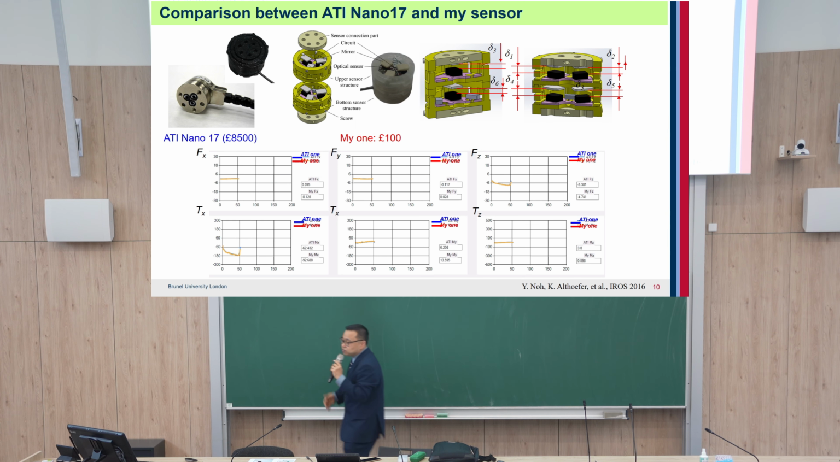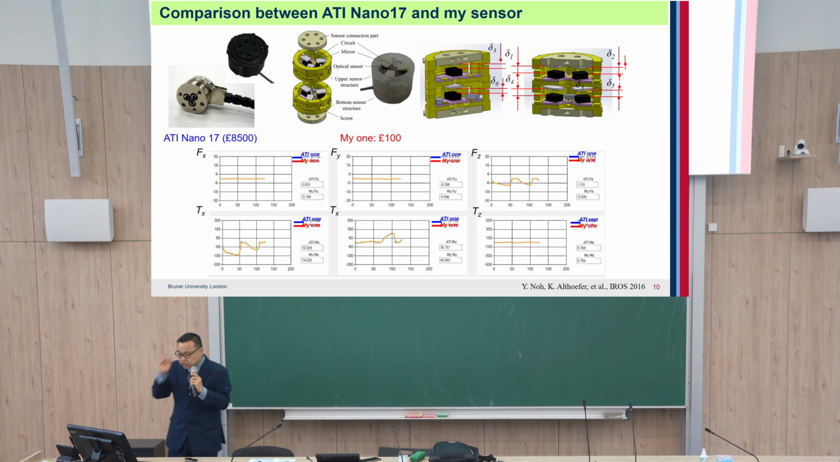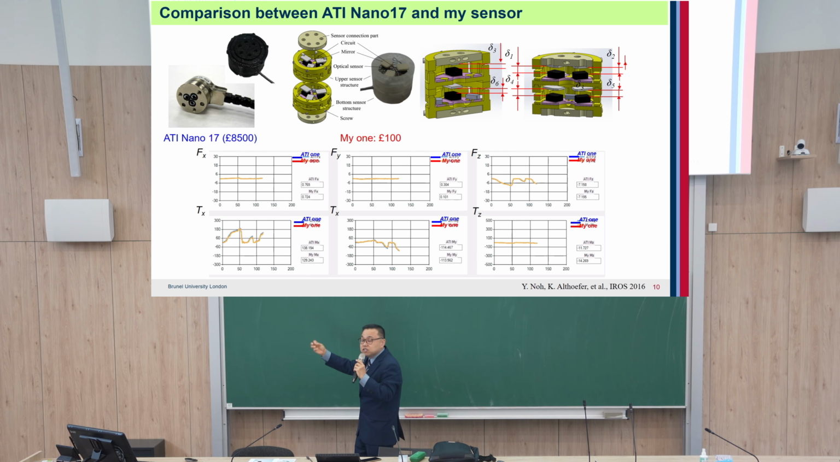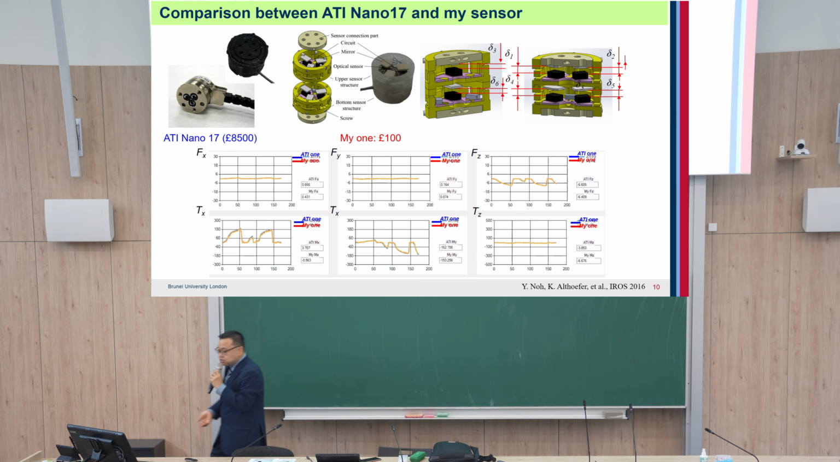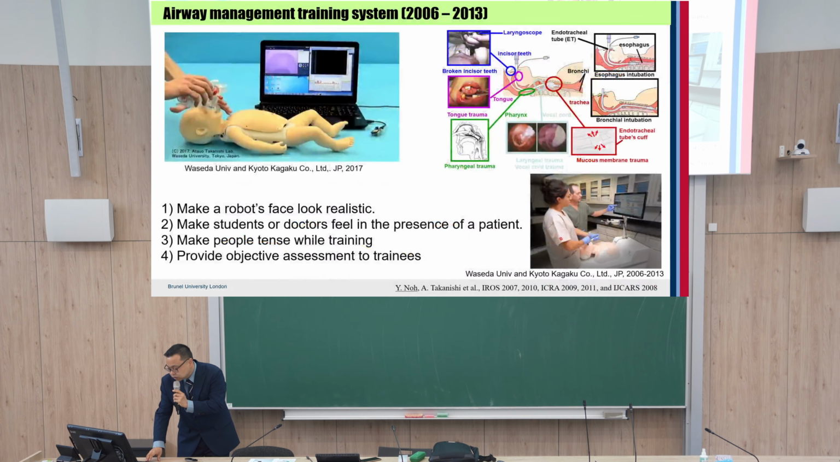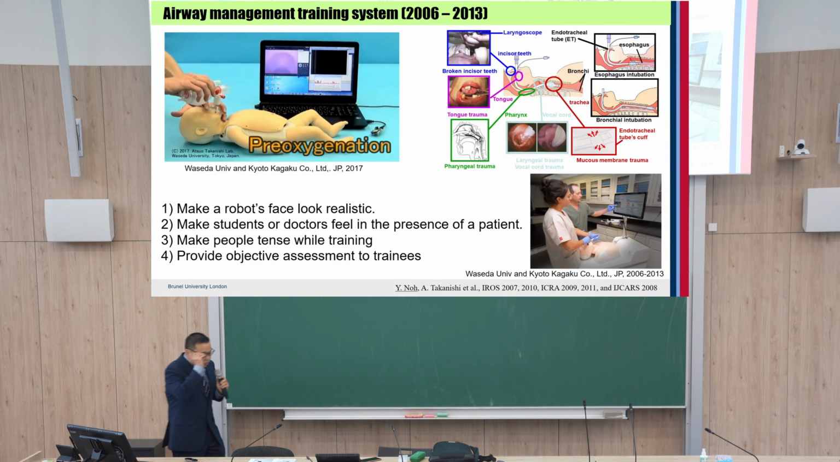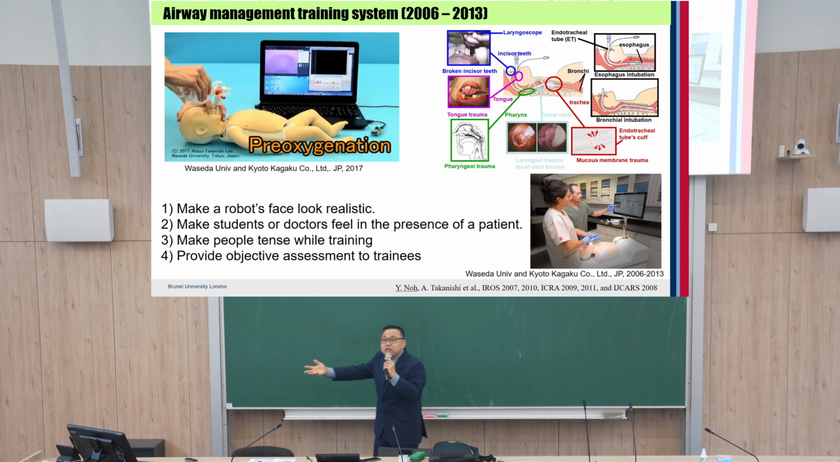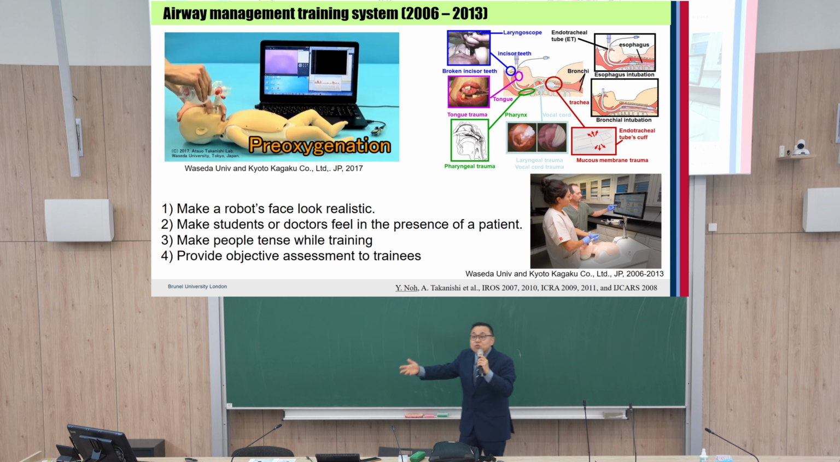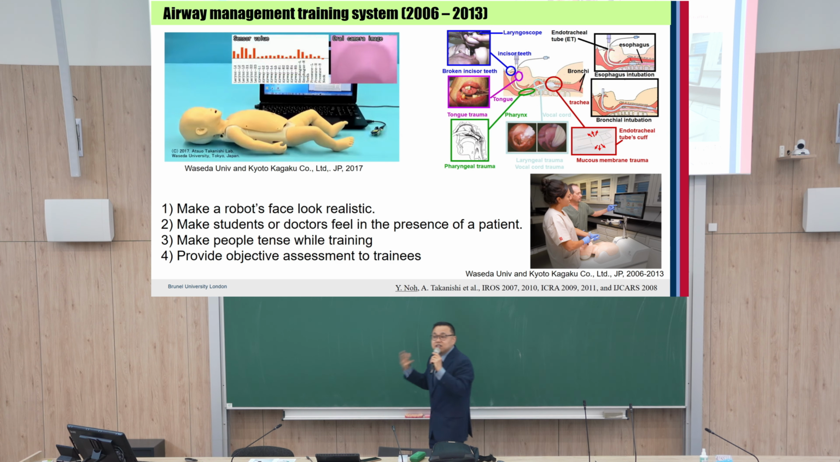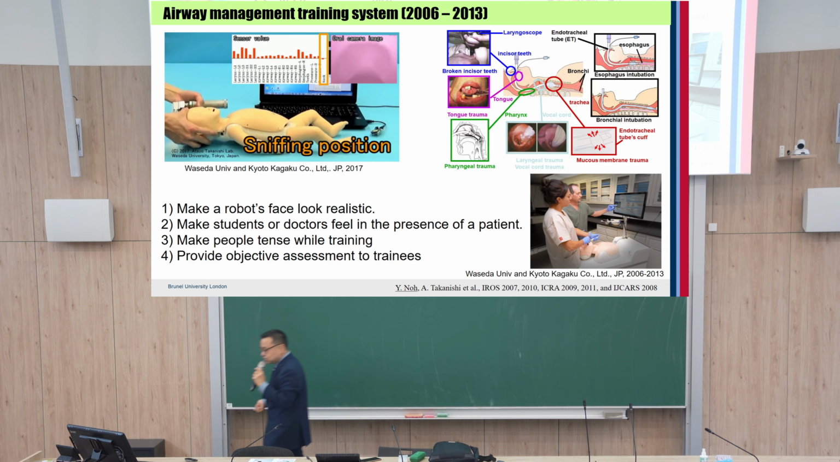So, let's see here. Now you can see how this force and torque sensor has been designed using different sensing elements, an optoelectronic sensor. And here is my question: why did I make this force and torque sensor? You have to really remember why I designed it.